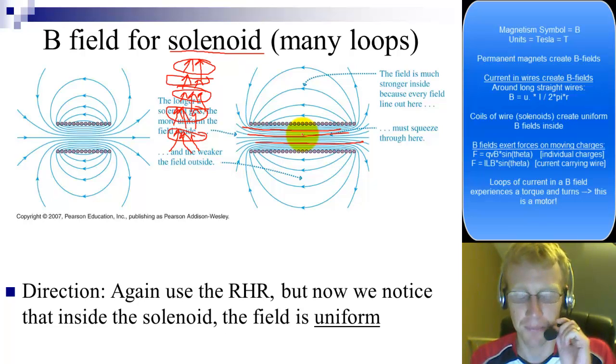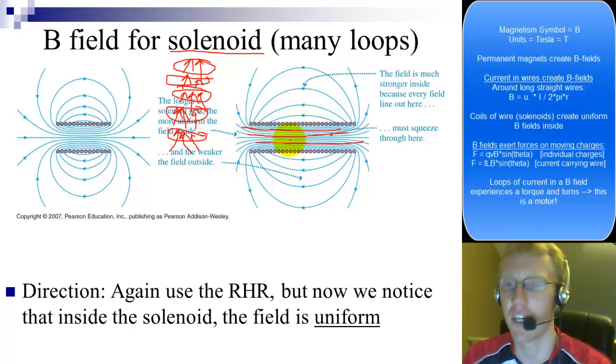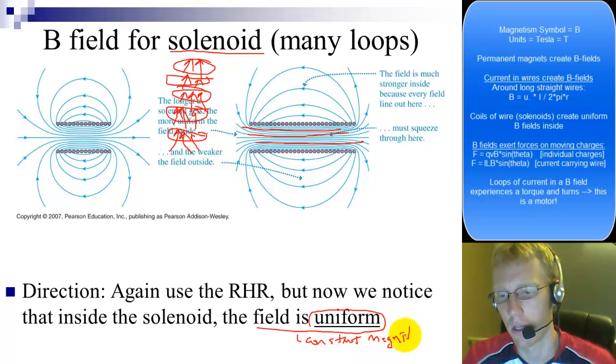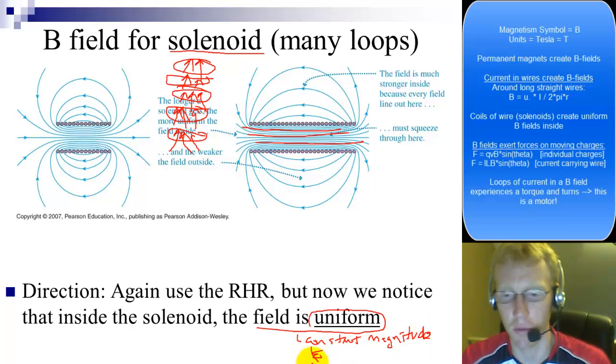Okay, so again, to find the direction of the current, just use the right-hand rule, and remember that the field inside is uniform. And uniform means constant magnitude and direction. So the force on it will be constant magnitude and direction as well.